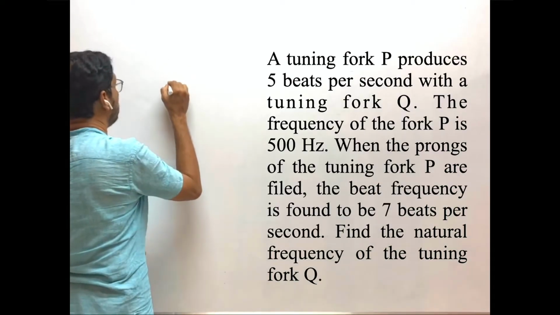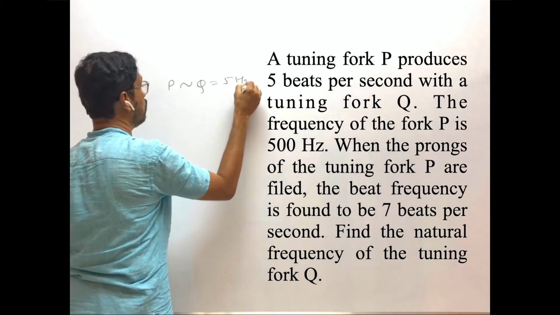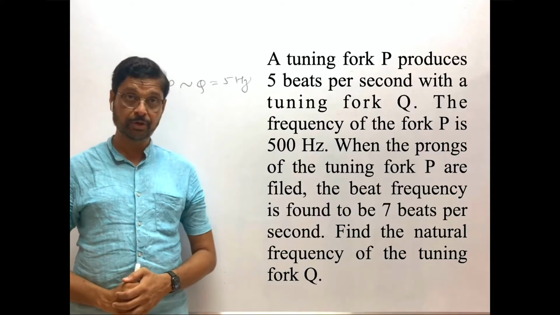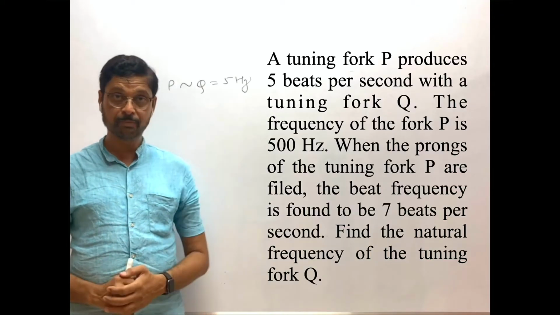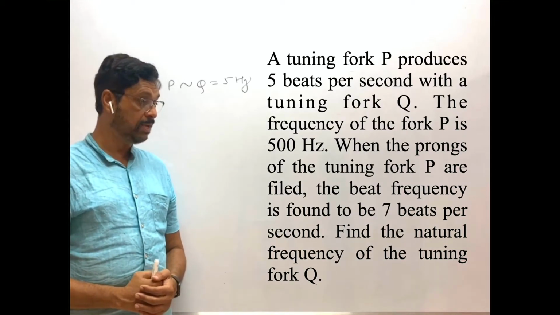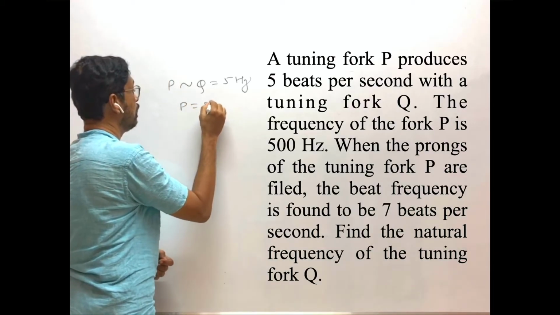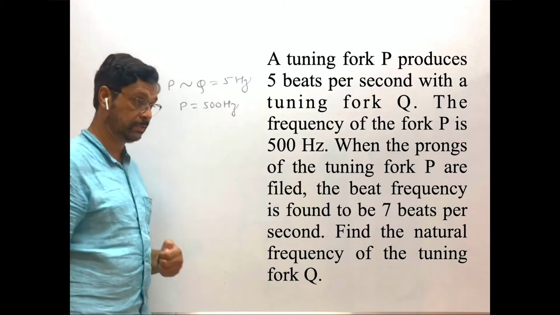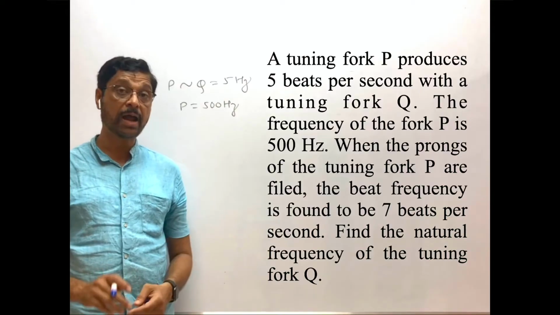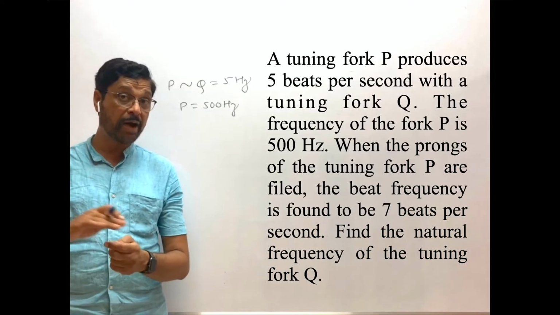Next question. A tuning fork P produces 5 beats per second with a tuning fork Q. Means P minus Q or Q minus P is equal to 5 hertz. Tuning fork P produces 5 beats with tuning fork Q. कौन सा बड़ा है हमको मालूम नहीं है. Okay. The frequency of the fork P is 500 hertz. P की frequency है 500 hertz.